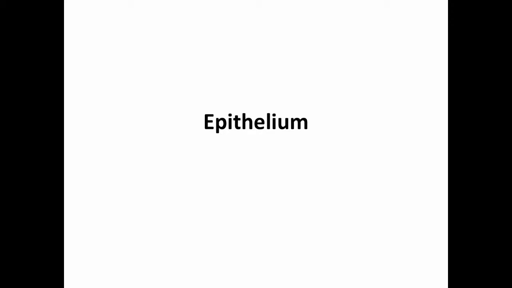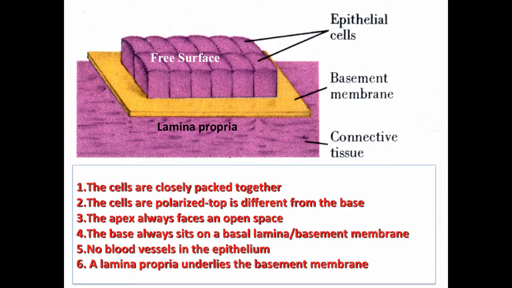Let's now look at some of the properties of epithelia. This diagram shows pretty much everything you need to know about the properties of epithelia. The cells are closely packed together. They often form a sheet, although they may be rolled up into balls or form acini.